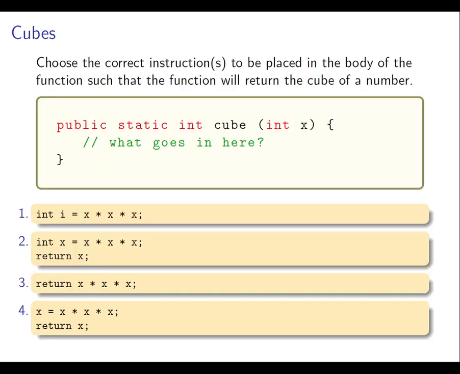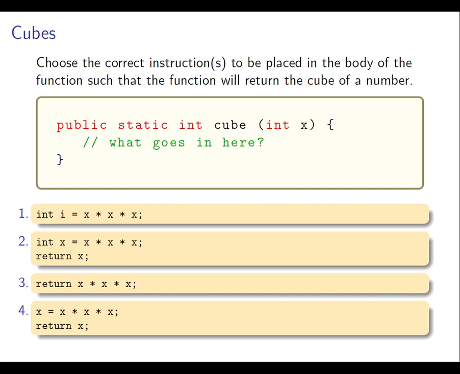So there's the skeleton. We've got the header of the function, public static int cube(int x). So the function cube is supposed to take an integer variable x, and it's supposed to return something of type int, which will be the cube of its parameter. Here we've got 4 options, and what I want you to do is pause the video and think about it for a moment, and say for each one, will this work? If so, why? If not, why not? There might be more than one option that works.